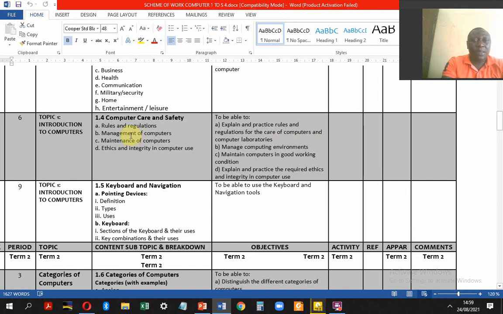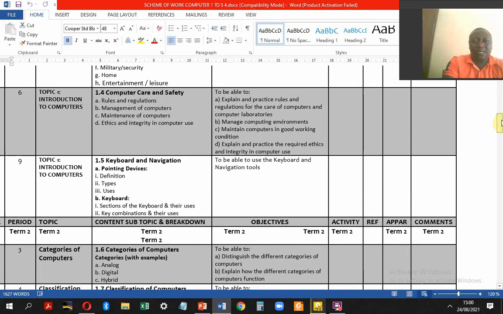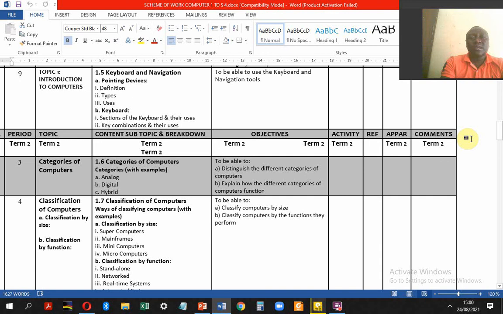Still on the same topic, we shall cover the management of computers, maintenance of our computers in the labs, then a little bit of the ethics and integrity while in computer use. So here, by so doing, we shall look at how to maintain them in a very good working condition. Therefore, we shall explain and also show the practice, what is required during computer use. Still, before we move to topic 2, I'll also look at the keyboard and navigation, the pointing devices. We shall look at the definitions, the types, uses, but of course the keyboard itself, the different sections of the keyboard and their uses.